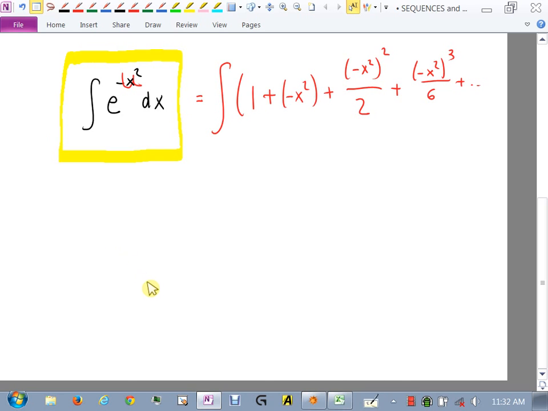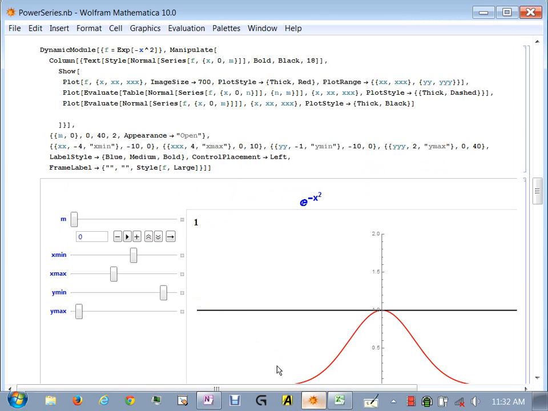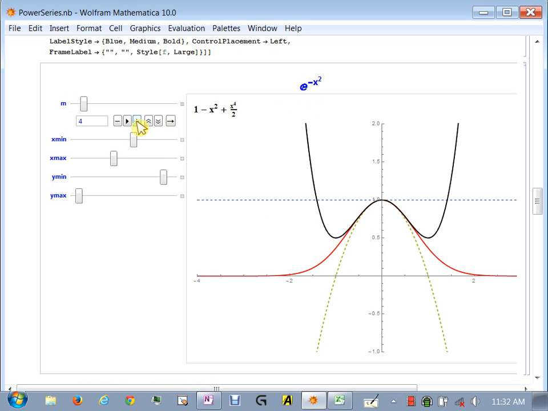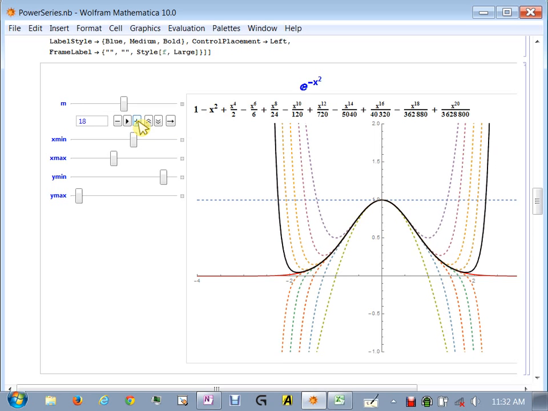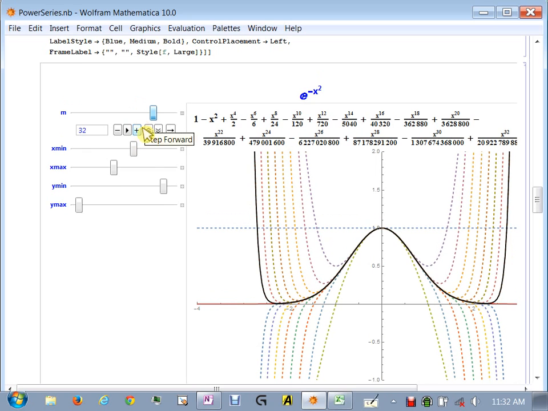I love that quote. Okay, so let's take a look at a couple more of these things just to convince you. Here's e to the negative x squared. Here's the power series. Watch me fit this power series on top of that function. See that? Fitting that thing on there real well. So I'll be able to approximate that.